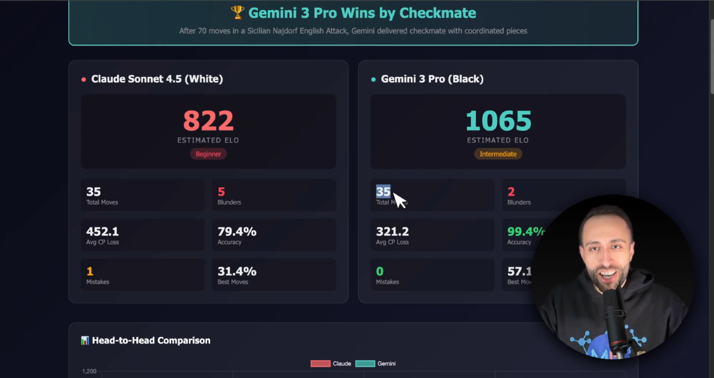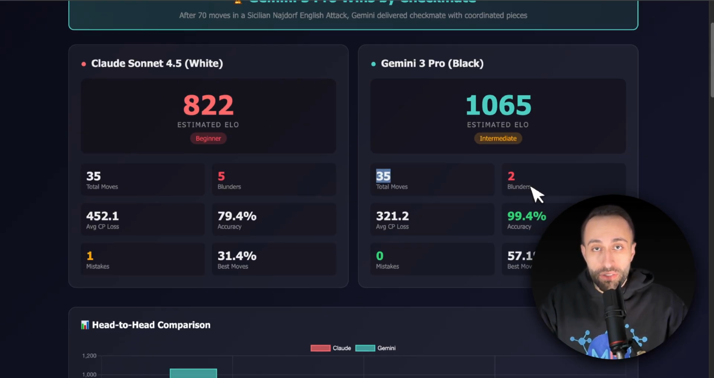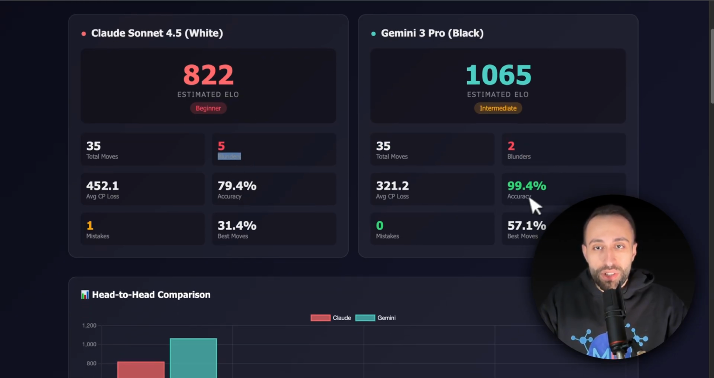In total, we have 35 moves. Blunders, which are very severe mistakes in chess: Gemini made just 2 of them. Claude made 5 of them. And in accuracy, Gemini was 99.5 percent accurate compared to Claude, which is around 79.